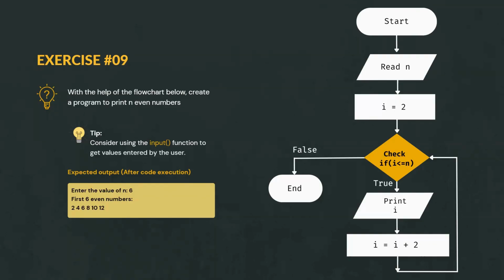And here is a challenge for you. Try modifying this program to print the first n odd numbers instead. And also comment below if you can do it.